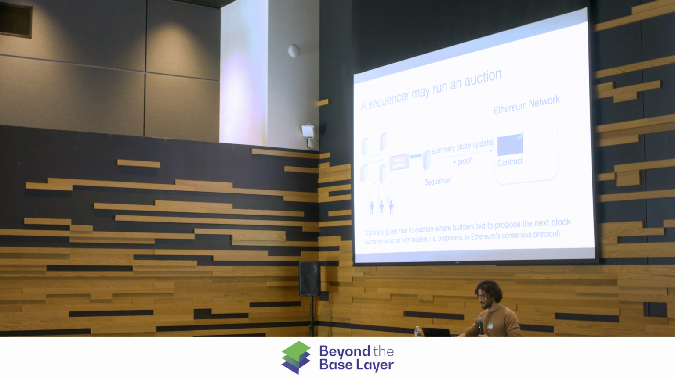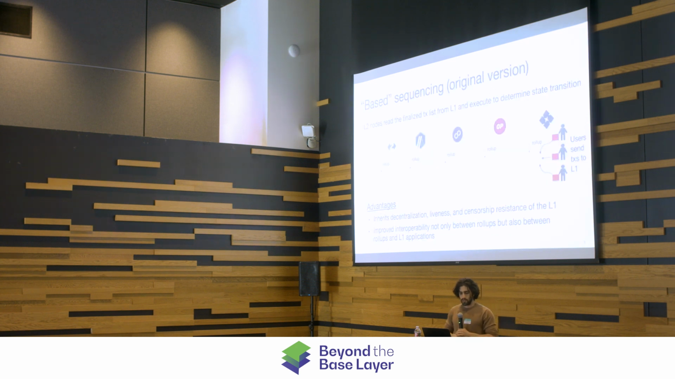This is the same dynamic that happens in Ethereum today with leaders or proposers within Ethereum's consensus protocol, which auction off block building to providers like Flashbots. Now, base sequencing is actually the original concept of a rollup. The original Arbitrum white paper didn't have a sequencer. L2 nodes would just read the finalized transaction list from the L1. Transactions would be stuck directly into the smart contract on Ethereum, and then L2 nodes would just read from this, execute the transactions. Ethereum wouldn't execute them.